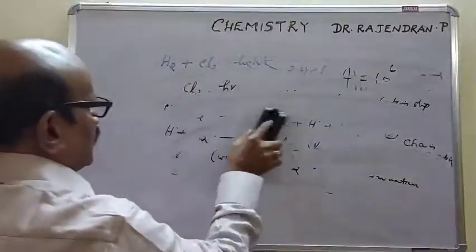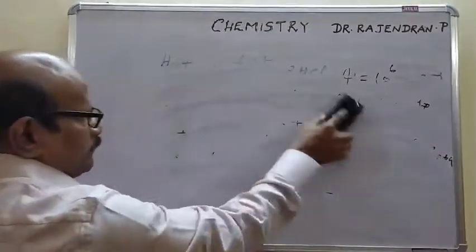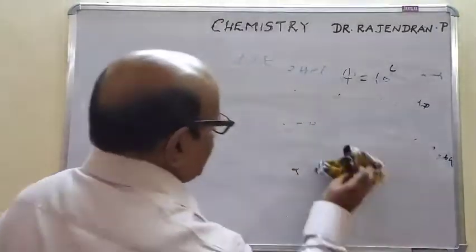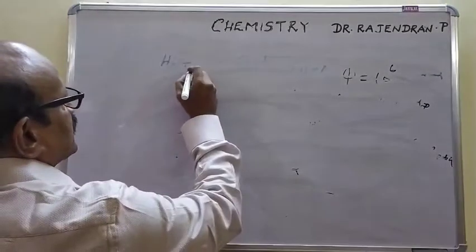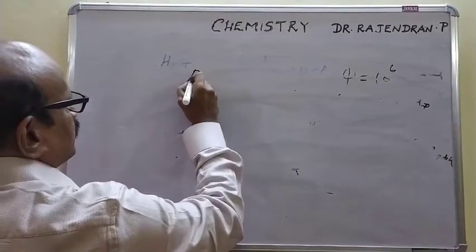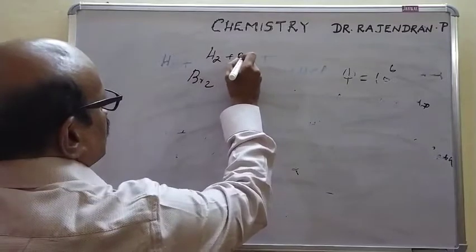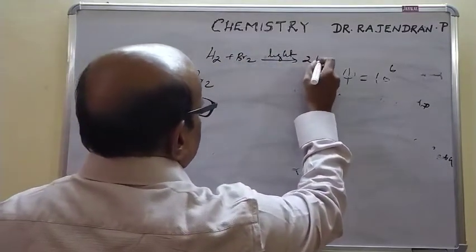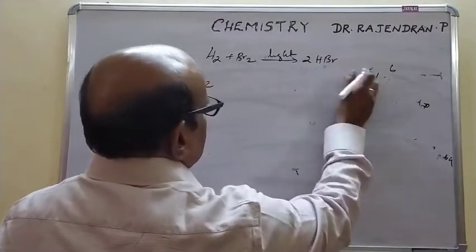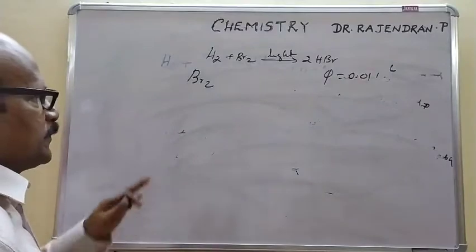The next is the reaction between hydrogen and bromine. Just like chlorine, bromine is sensitive to light. H2 plus Br2 in the presence of light gives 2 HBr, but phi is 0.01. Let me explain.